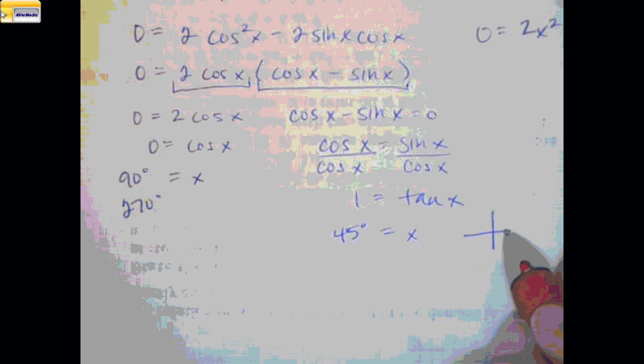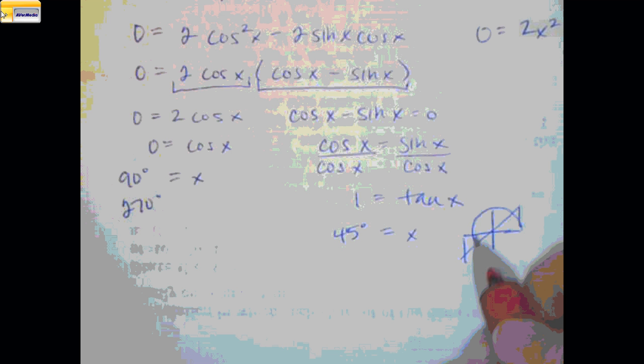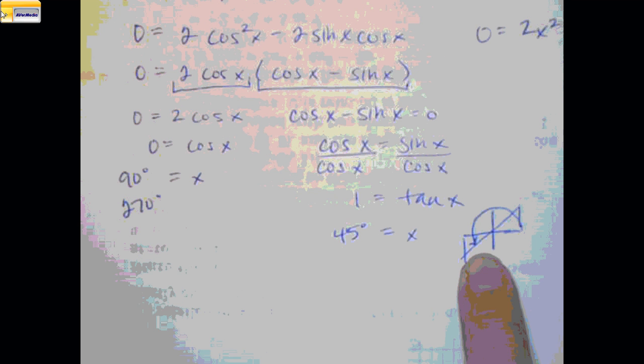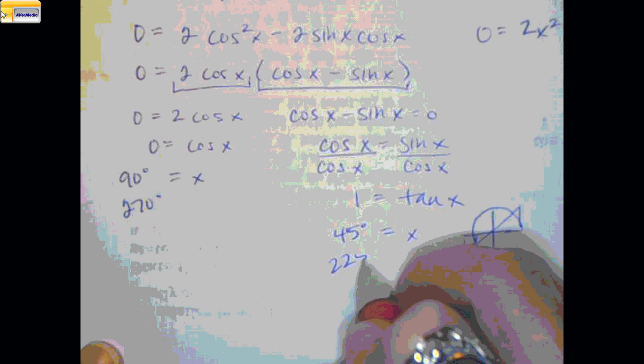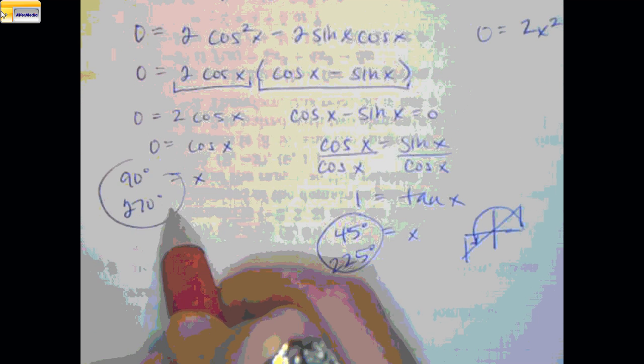Tangent's positive in the first quadrant, but also in the third quadrant. So if that reference angle is 45 degrees, we're at 225 degrees. So it looks like we've got 4 answers here. Questions?